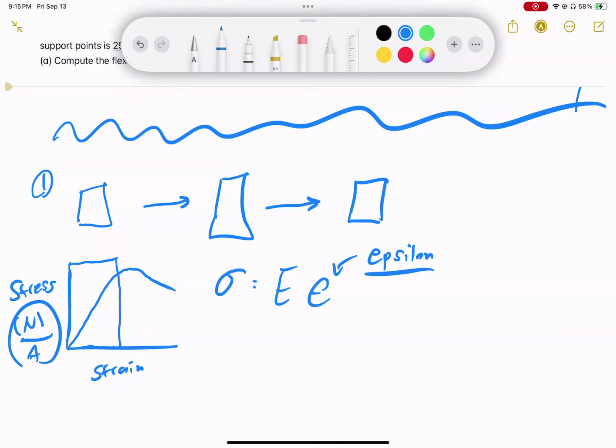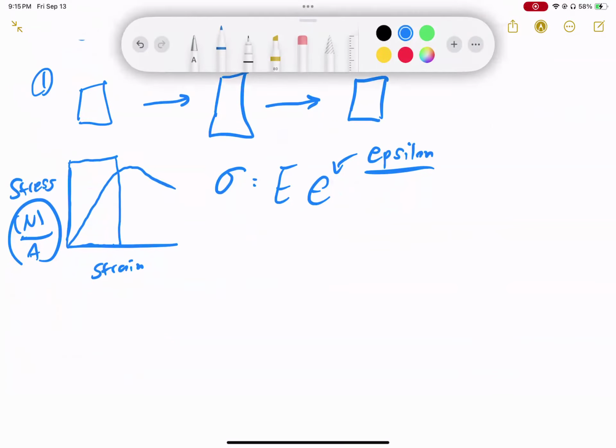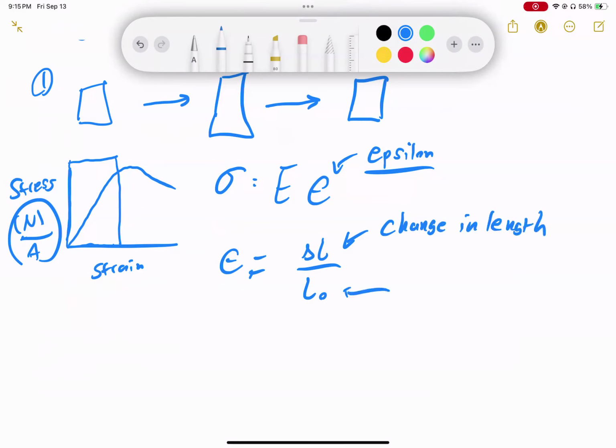We should also note that when it comes to this strain, oh my gosh, these iPads, I'm not going to get used to them anytime soon. We should note that epsilon is equivalent to, remember this is strain, the change in length divided by the original length. So if I were to write that out, change in length and original length.